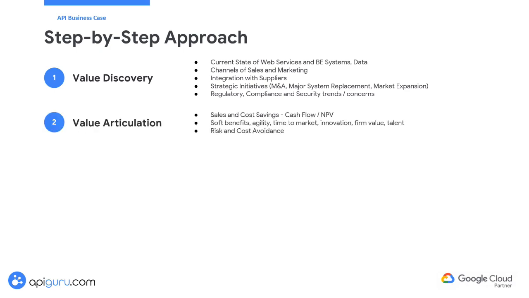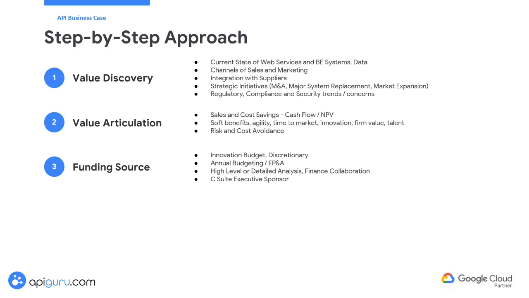Articulate the value of the API by quantifying expected sales increases and cost savings through cash flow analysis and net present value calculations. Highlight soft benefits such as enhanced agility, faster time to market, innovation potential, improved firm value, and talent retention. Additionally, assess how the API can help mitigate risks and avoid costs.